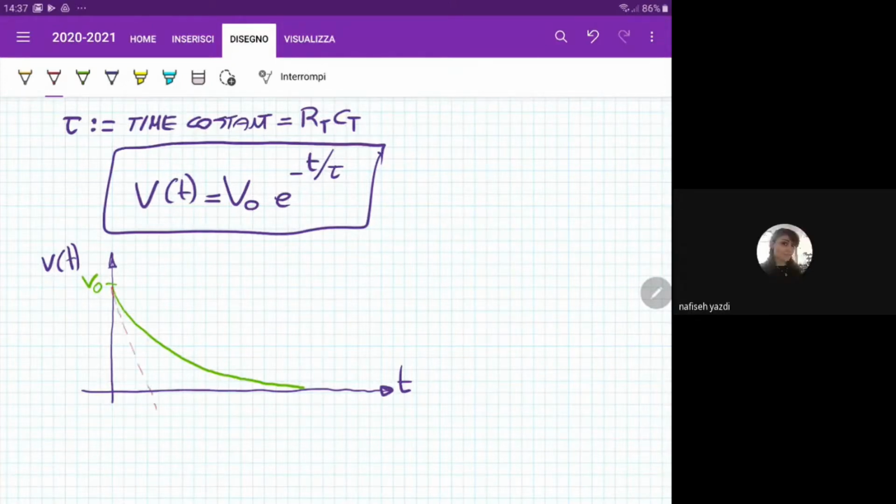Professor, excuse me, are you writing something? Because I cannot see anything. Yes, I'm writing something, and you should see something. There's only a dotted line. Yeah.